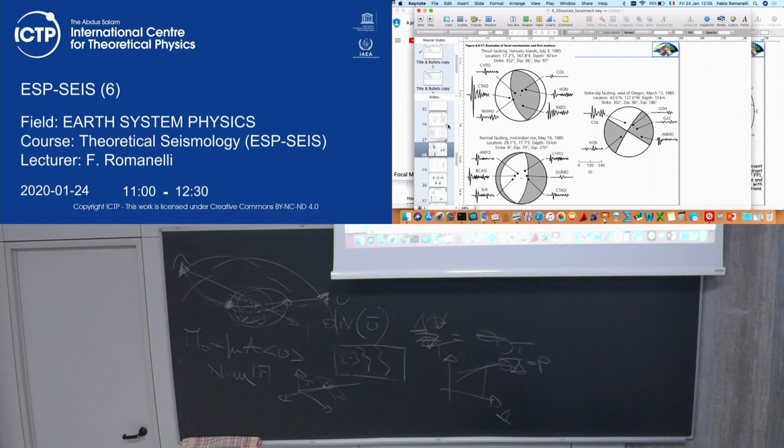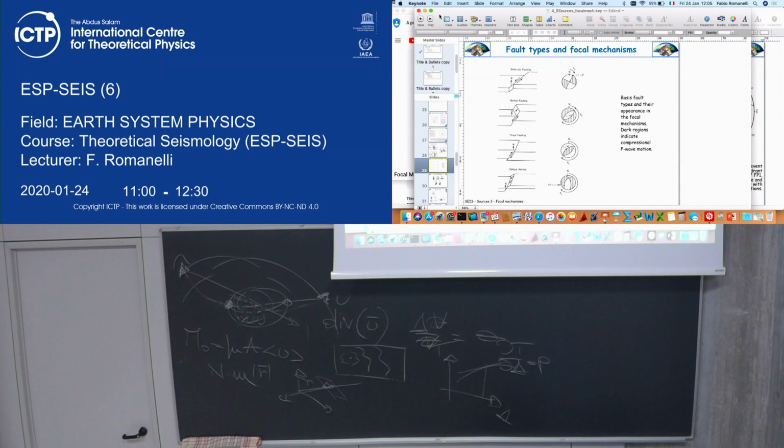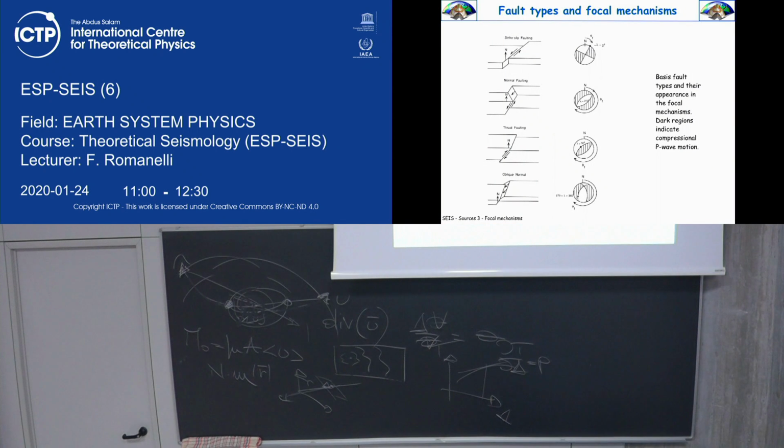And now let's try to conclude this part, and that's the summary. Strike slip, normal, thrust, oblique, where this situation is a sort of a mixture. This is a first graphical summary.